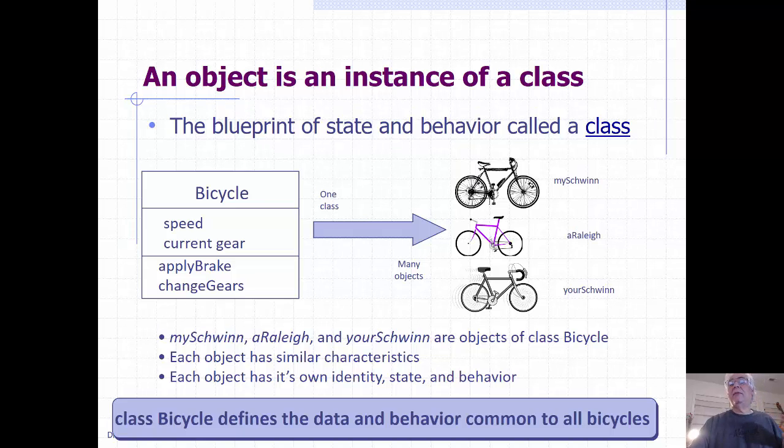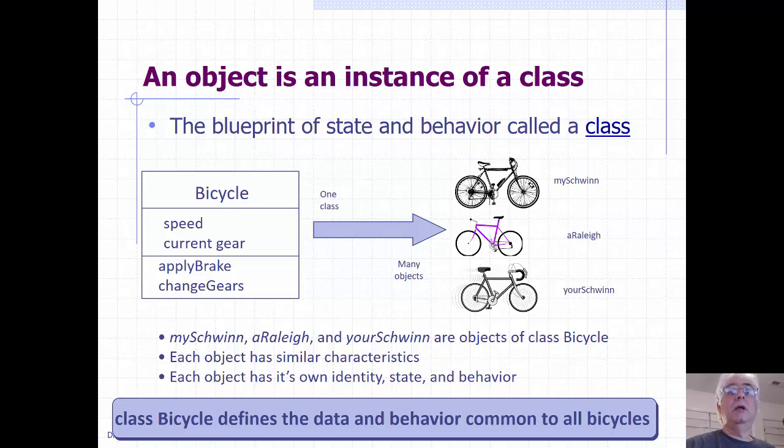So objects have state, behavior, and ID. They all have a different ID, and obviously they can all have different states and different behaviors. So all three of these are objects of class bicycle. Each object has similar characteristics. Each object has its own identity, state, and behavior. So we can say that this class bicycle defines the data and behavior common to all bicycles.